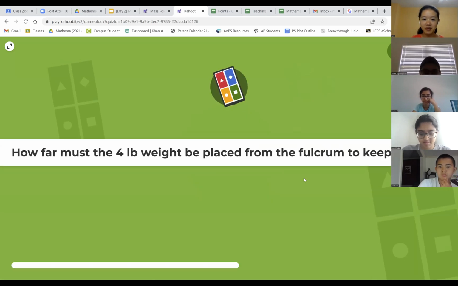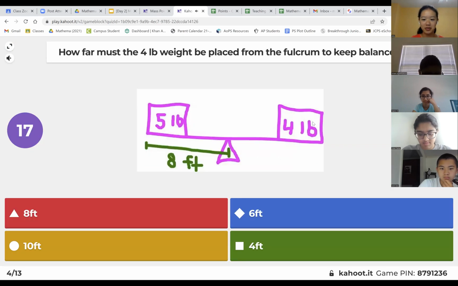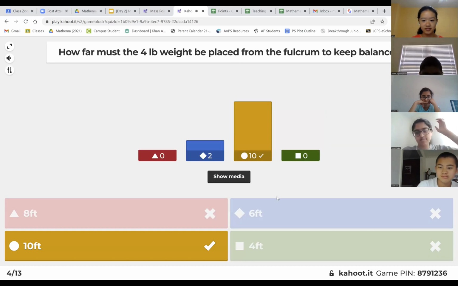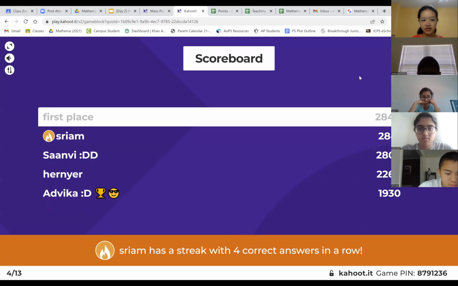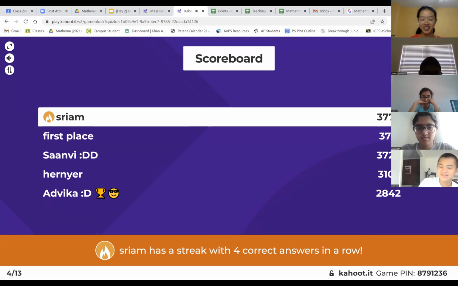How far must the 4-pound weight be placed from the fulcrum to keep balance? And by the way, that symbol is a pound symbol, not 16. Yes, so most of you guys got it. It is 10 feet. I'm 8 points behind you, Brian. Sriram is in first.